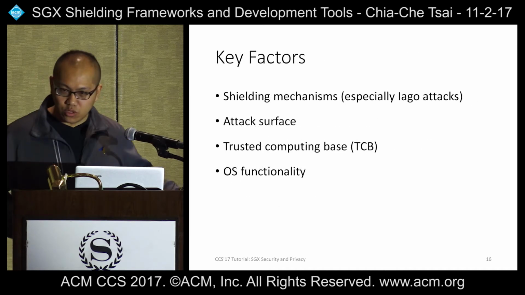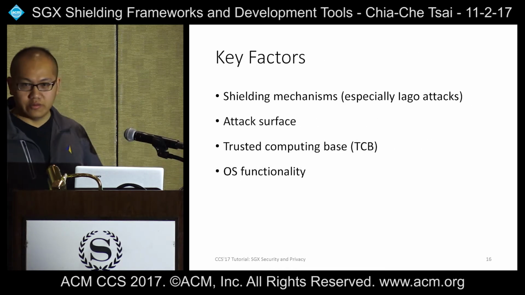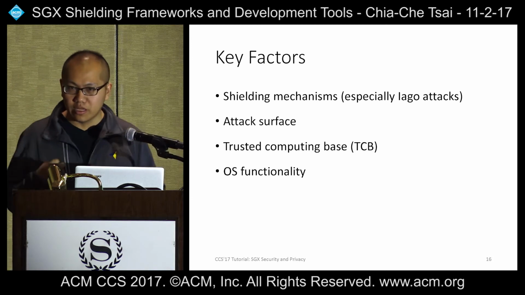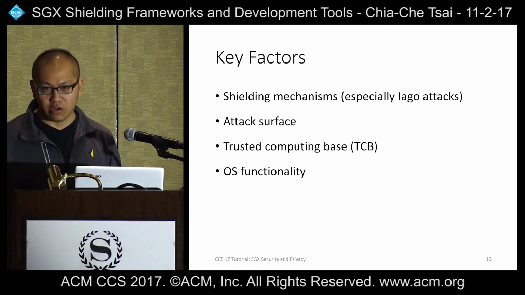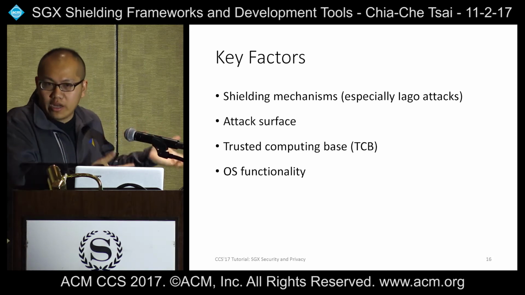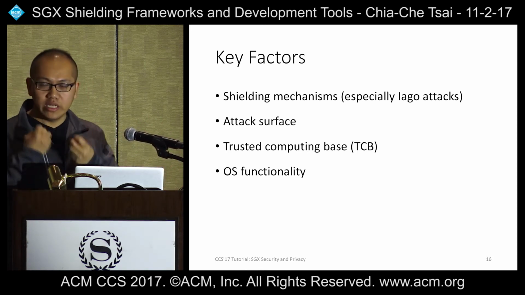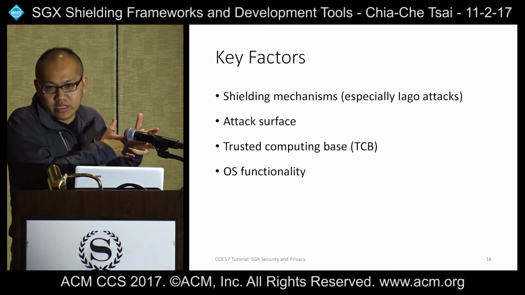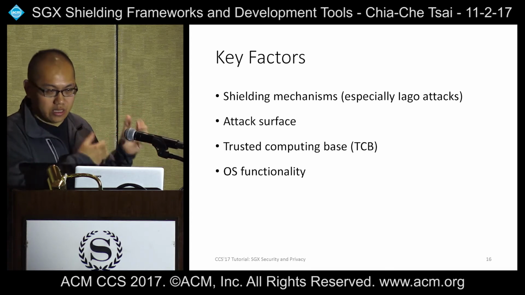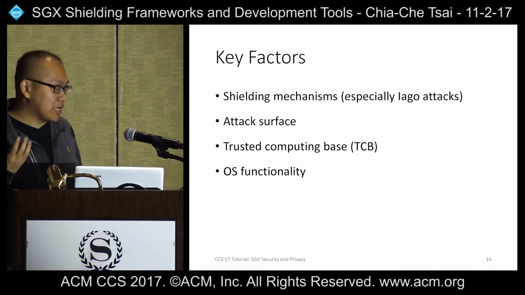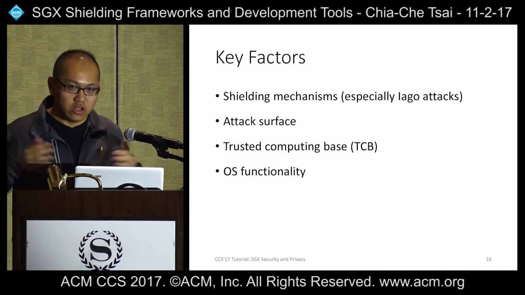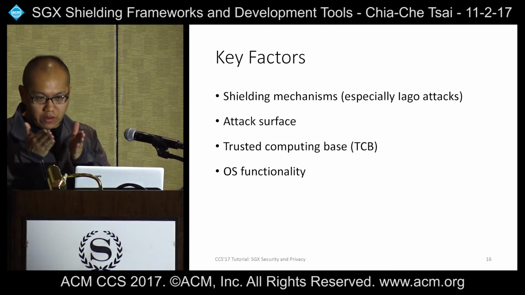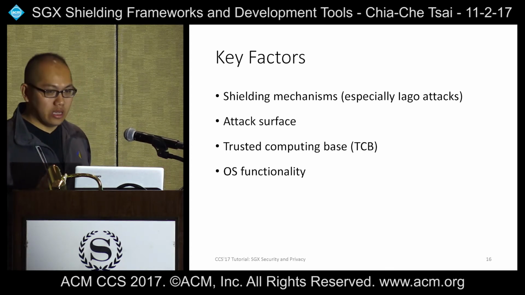So what are the key factors we should care about when picking those? First, we think about what shielding mechanisms they are using, especially if you are protecting your application against Iago attacks. What are they actually doing? You have to really understand the mechanisms underlying these frameworks. Second, because of this mechanism, what kind of attack surface are they facing? Are you facing a very large attack surface or just very narrow interfaces they are protecting?